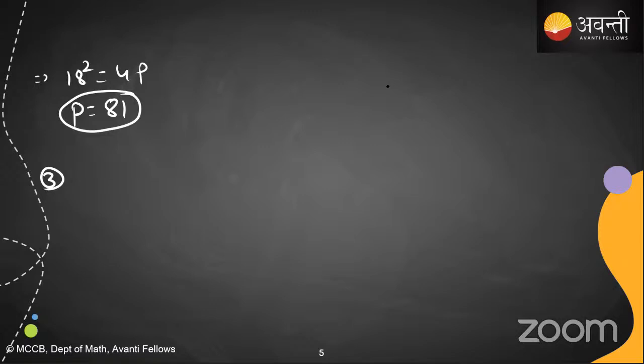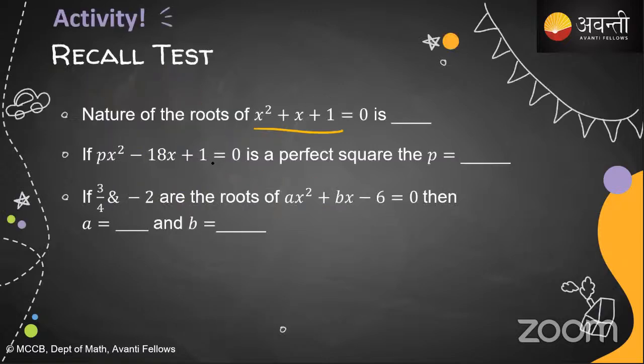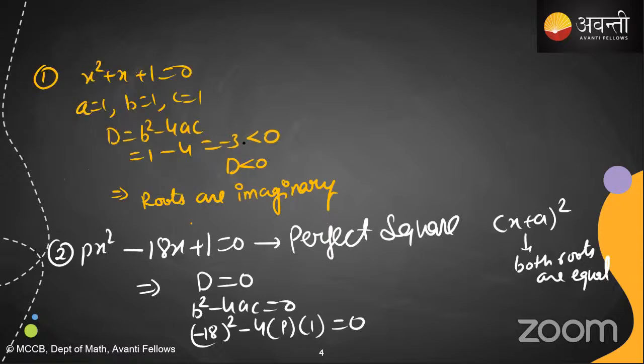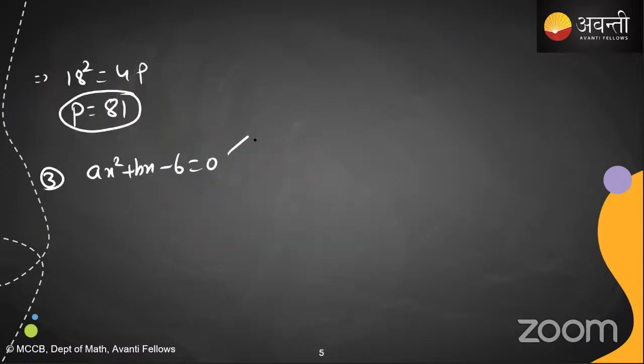Third question क्या बोल रहा है? Third question is saying that 3 by 4 and minus 2 are the roots of this equation, ax square plus bx minus 6 is equal to 0. इसके roots क्या क्या है? 3 by 4 and minus 2. Then we have to find the value of a and b. It's very easy. क्या करेंगे बताओ?